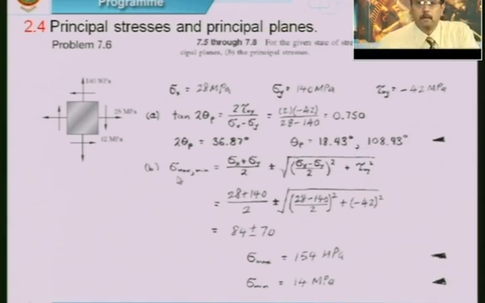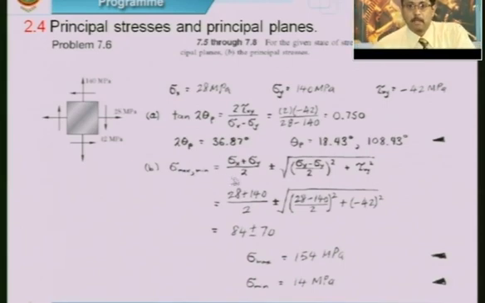Now, to get the principal stress values, sigma max and sigma minimum, we have this equation. Substituting these values, we get 28 plus 140 divided by 2, because sigma x is positive 28 and sigma y is also positive 140, plus or minus the square root of (28 minus 140 divided by 2) whole square plus tau xy squared, where tau xy is negative, so minus 42 is substituted here. From this we get the maximum principal stress and the minimum principal stress.